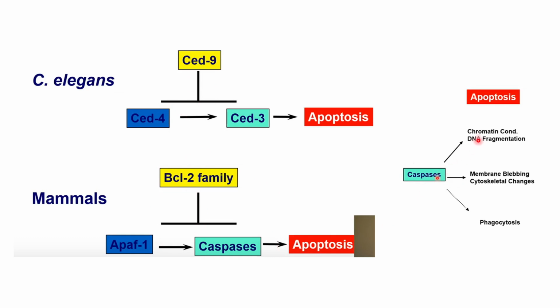The role of caspase, as we discussed in apoptosis, is that it leads to chromatin condensation, DNA fragmentation, membrane blebbing, cytoskeletal changes, as well as phagocytosis. So these are the processes which occur in apoptosis, and they are mediated through caspase.